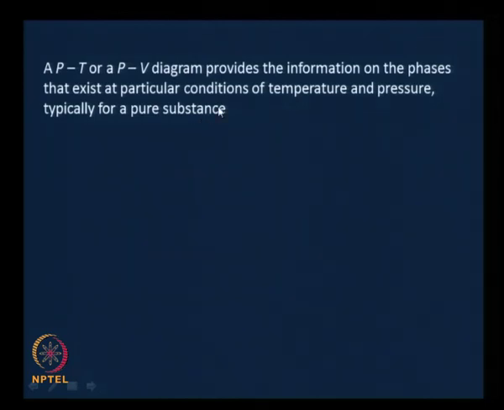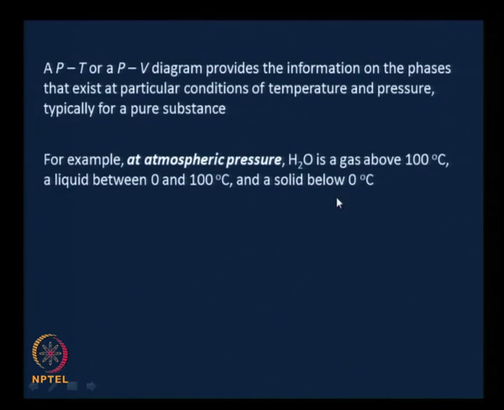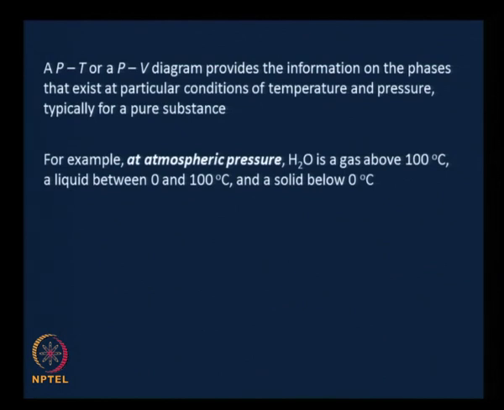We had already mentioned this, a PT or a PV diagram provides the information on the phases that exist at particular conditions of temperature and pressure, typically for a pure substance. For example, at atmospheric pressure, we said that only at certain conditions of pressure, temperature and specific volume do these transitions exist. At atmospheric pressure, 1 atmosphere, H2O or water is a gas above 100 degrees C, a liquid between 0 and 100 degrees C, and a solid below 0 degrees C.